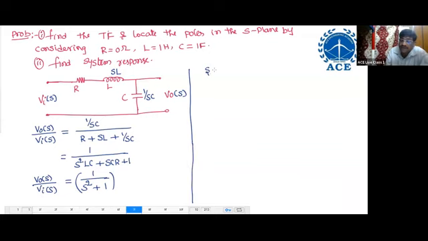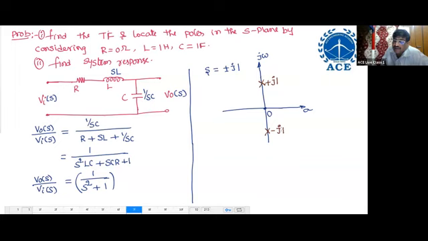S equal to plus or minus j1. Represent this in the s-plane. This is the imaginary axis, and this is the real axis. Now tell me, what is the pole location? S equal to plus or minus j1. So one pole is here at plus j1, and the other at minus j1.